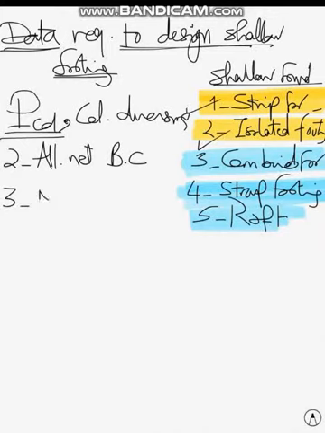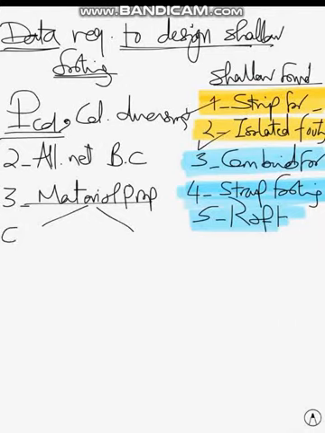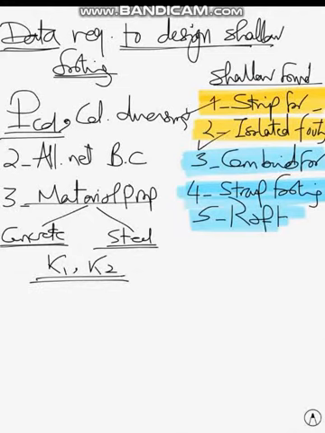Thirdly, we need to know the material properties. As we have already discussed, the footings are reinforced concrete members composed of concrete and steel, and the strength or grade of steel and the strength of concrete are determining the parameters used to determine the thickness and reinforcement, represented by the parameters K1 and K2. Those are two parameters which are used in the determination of the thickness and the reinforcement.